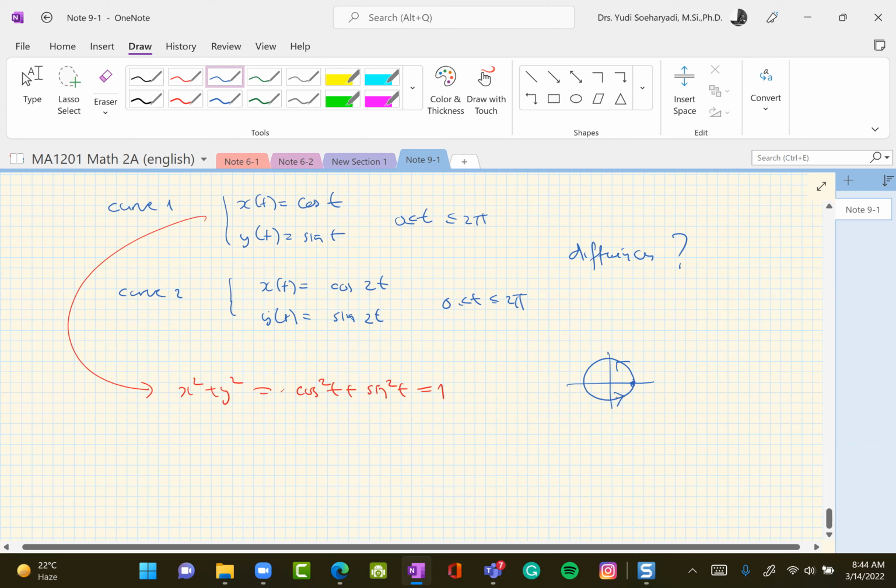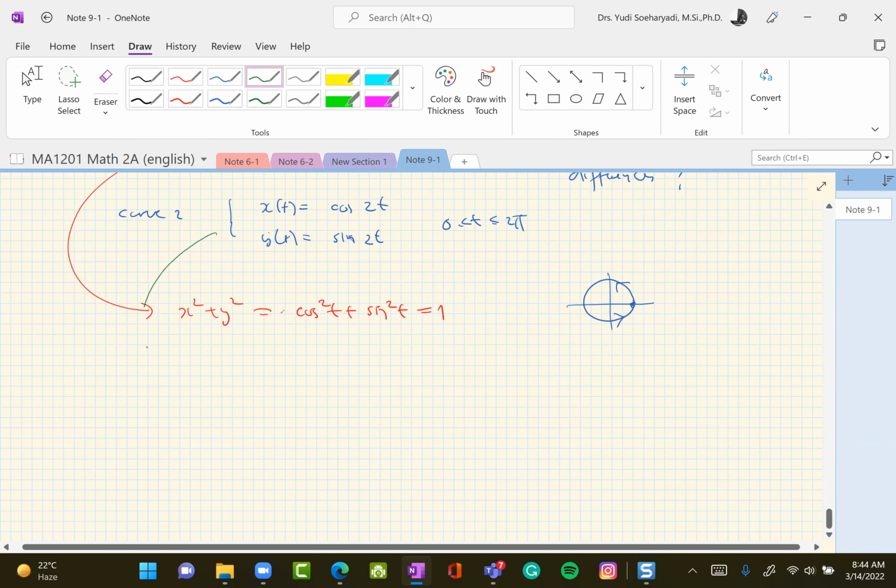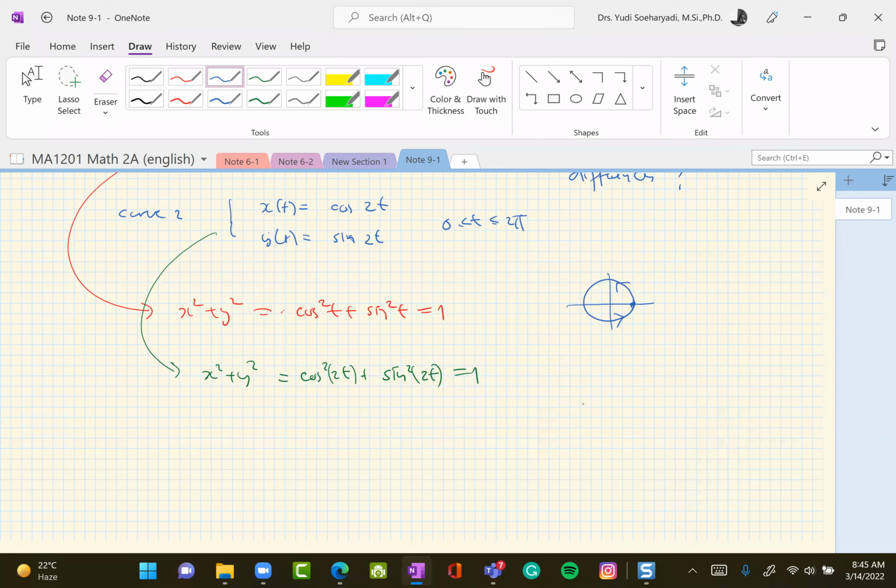Okay. Same thing, same. But if you plug into 2, well, x squared, y squared: cosine squared 2t plus sine squared 2t. This is also 1. So exactly the same picture. Going there, also going this direction. Same picture. So what's the difference?